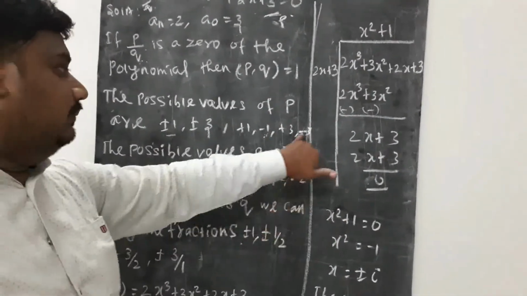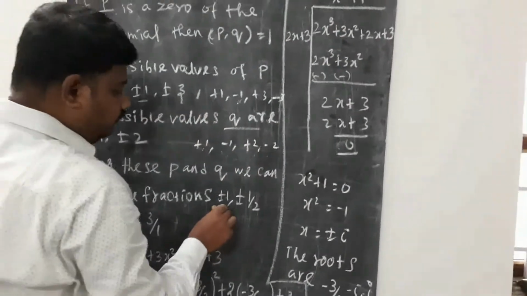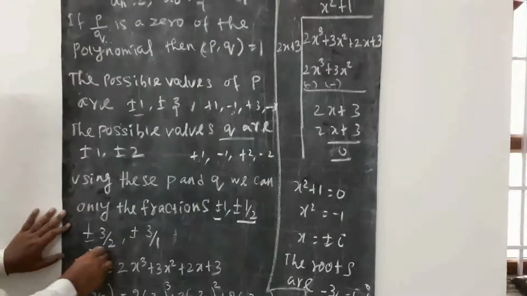Minus 3 by 2. Then minus minus plus, plus 3 by 2. That's why I am combining all these values. Combined into 4 values: plus or minus 1, plus or minus 1 by 2, plus or minus 3 by 2.